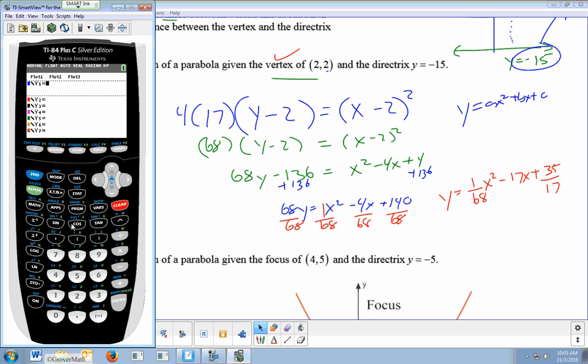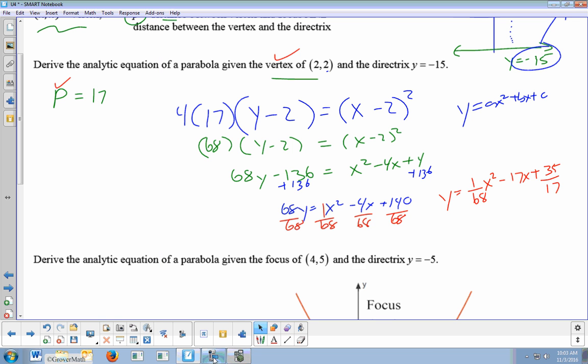Now one thing we can do in our calculator is check this. What we can check is if we type in our answer, 1/68 x squared minus 17x plus 35 divided by 17, we can at least, first of all, see if it looks like a parabola, but most importantly, I think the easiest check is by looking at the table, and we want to see if the vertex is here, but it's not. There's a mistake here. So hold on, let me just check this really quickly for you. Give me one second.